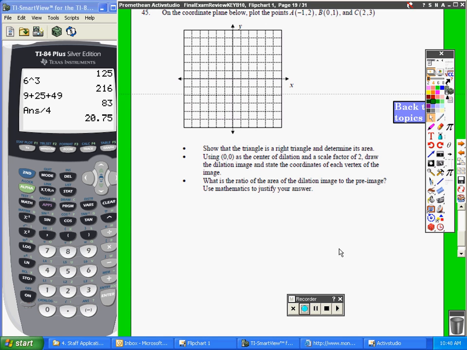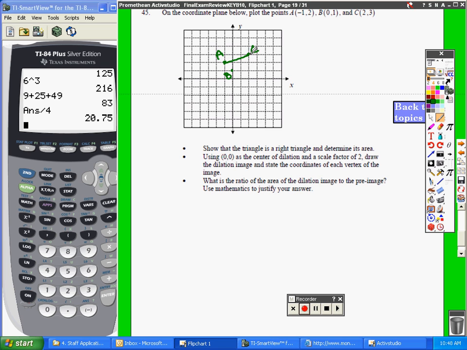All right, problem 45, back to our coordinate plane. First, we're going to plot the points. I'm going to plot them and make sure that I label all of them. So at A, we've got -1, 2. That's A. B, we've got 0, 1. That's B. And C, I've got 1, 2, 3. That's C.